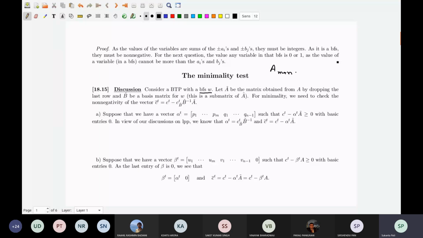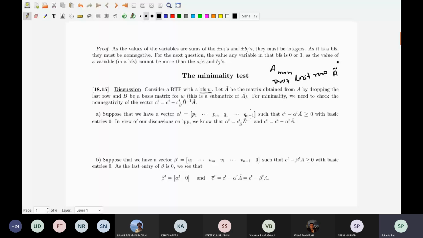So you can throw away one equation. Here let us throw away the last equation. So the last row, drop the last row. And the matrix that you are getting, call it A tilde. Then this A tilde matrix has m plus n minus 1 rows. Fine. So that is not the point.